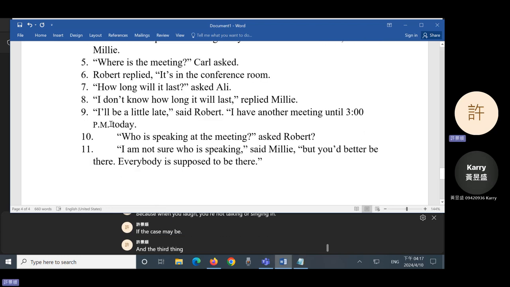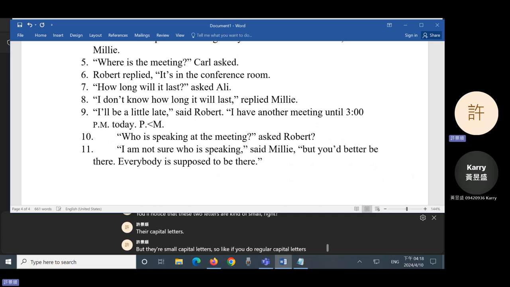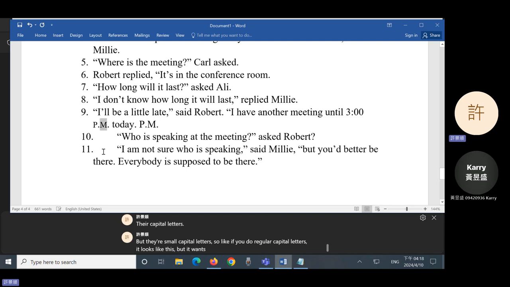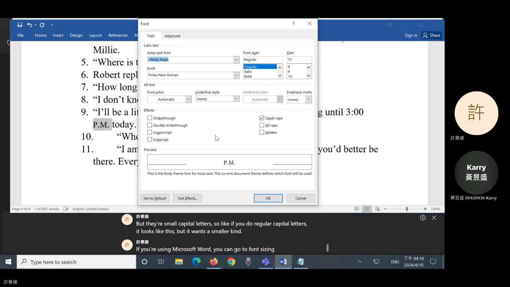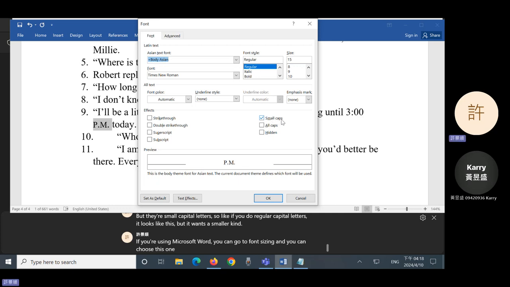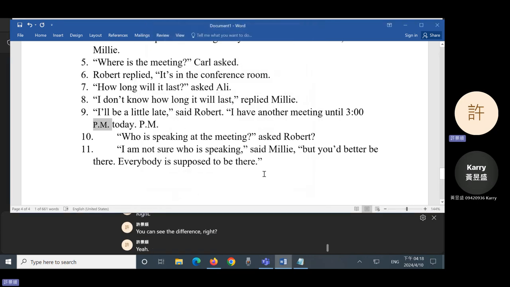And the third thing is you might have noticed I did something to this. If you look at the question, you'll notice that these two letters are kind of small, right? They're capital letters, but they're small capital letters. So if you do regular capital letters, it looks like this, but it wants a smaller kind. If you're using Microsoft Word, you can go to font, 字型, and you can choose this one. Small caps, 小型大写. Right, you can see the difference, right? Yeah, so that's something new about using Microsoft Word.